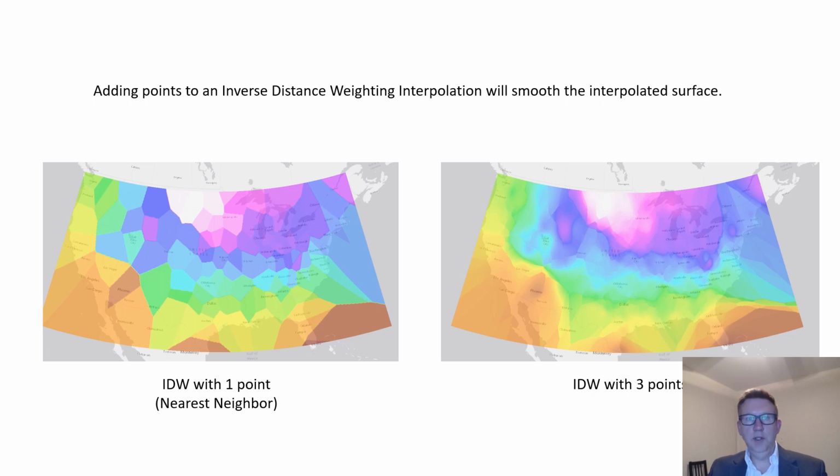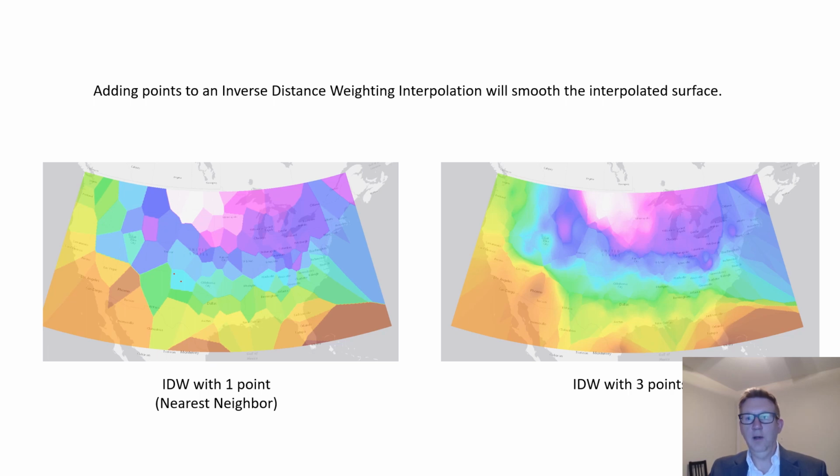As you add points to an inverse distance weighting interpolation, it will smooth the interpolated surface. So this is an IDW with 1 point, which is essentially the nearest neighbor. If my closest weather station is here and I'm somewhere off in the corner, my observation is going to be essentially the value of the one closest point. So you can see that generates just an identical value. That's why nearest neighbor is essentially a special case of IDW.